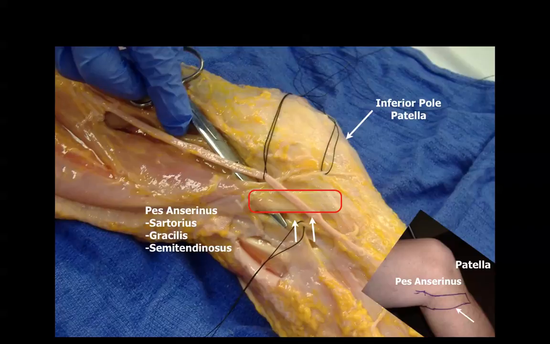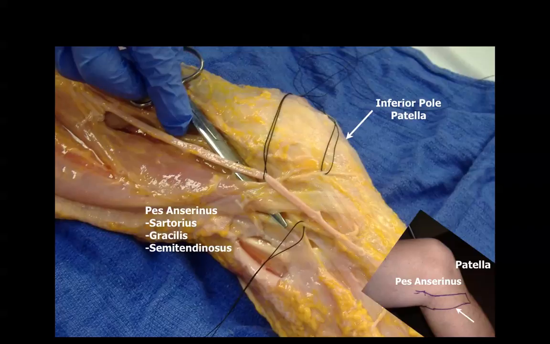Notice that as we go from distal to proximal, as we approach the pes anserinus, the saphenous vein and the saphenous nerve are both in the subcutaneous tissue below the pes anserinus, but at the level of the pes anserinus, the saphenous nerve dives deep to the tendinous insertion, or deep to the pes anserinus, and the saphenous vein stays in the subcutaneous tissue. So it's really important, if you're trying to block the saphenous nerve and you're using the saphenous vein as a marker, you need to be distal to the pes anserinus.